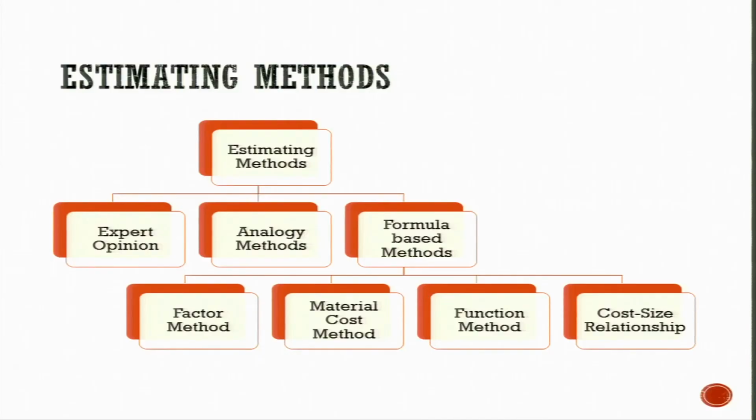There are certain estimating methods: expert opinion, analogy methods and formula based methods. In the formula based methods, it could be a factor based method, material cost method, function method, or cost size relationship. To estimate the cost of the product, it is important to have reliable cost estimates, which are necessary for all the products and projects that we are taking into account. Without a proper estimate, it would be impossible to prepare a budget plan or a business plan and to predict resources, etc.